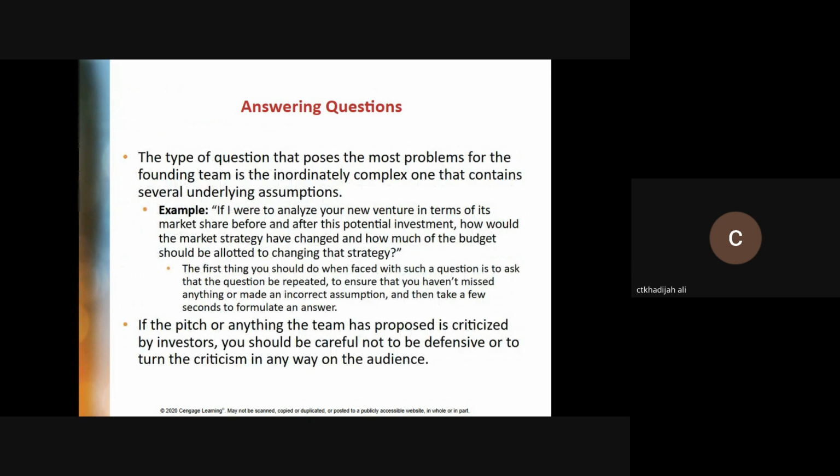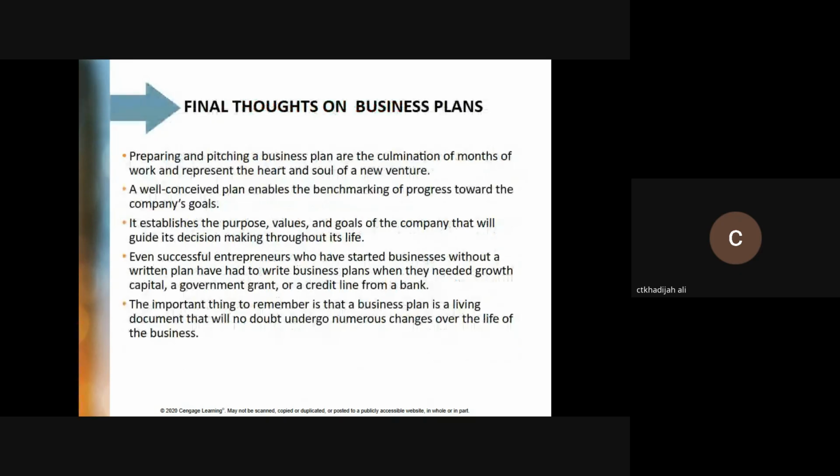Okay. The type of question that poses the most problem for the founding team is the inordinately complex one that contains several underlying assumptions. So this is the example here. If the pitch or anything the team has proposed is criticized by investors, you should be careful not to be defensive or to turn the criticism around on the audience. This is important too.